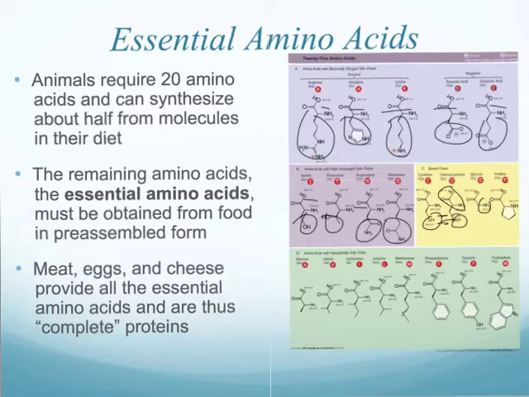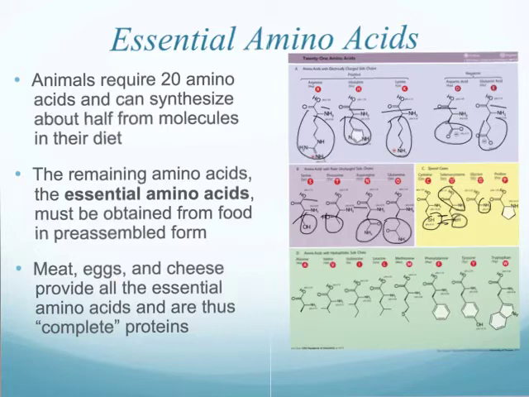The remaining amino acids must be obtained from food in a pre-made form. The best sources of those are meat, eggs, and cheese, and thus those are the complete proteins. If a person is a vegetarian, then they have to go about finding ways to make sure to get certain foods, and a lot of times they have to have a combination of foods to provide them with the nutrients that they need with those essential amino acids.